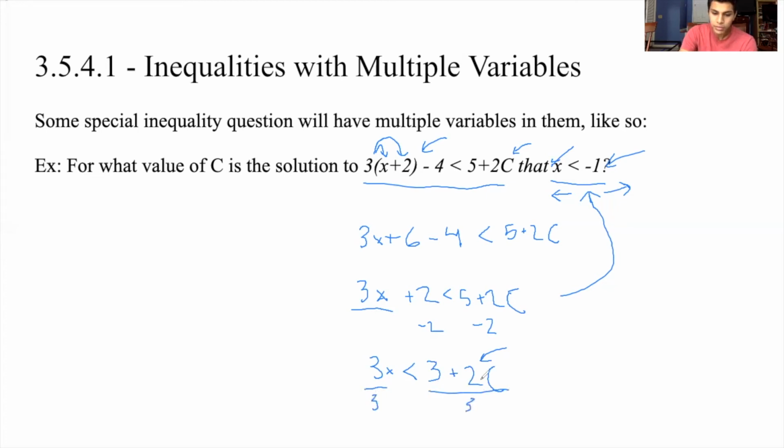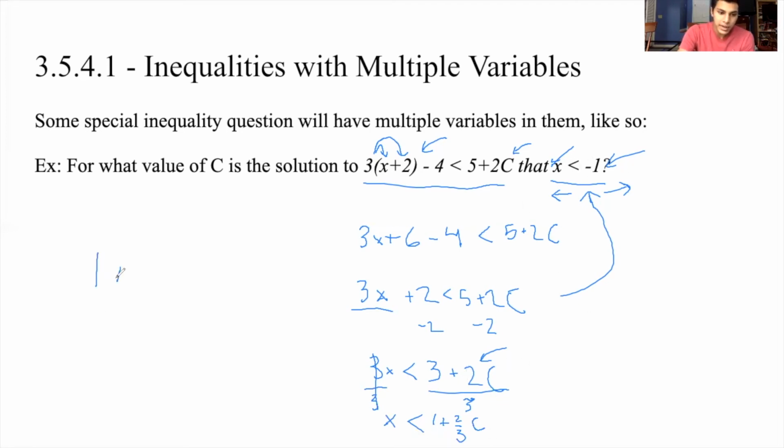And when you divide by 3, you have to make sure you divide everything by 3. So 3x over 3 is just x, which is less than 3 plus 2c over 3. And when you divide this, you get 1 plus 2/3 c, because you have to divide everything on both sides by 3. So you get 1 plus 2/3 c. So now you have x is less than 1 plus 2/3 c. So if you think about it, 1 plus 2/3 c has to equal negative 1, because that will turn this into x is less than negative 1.